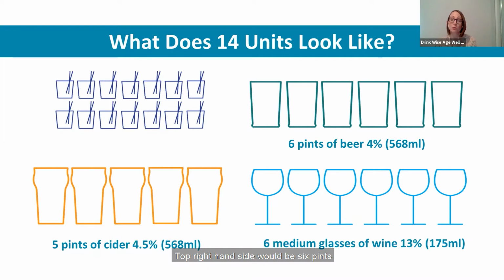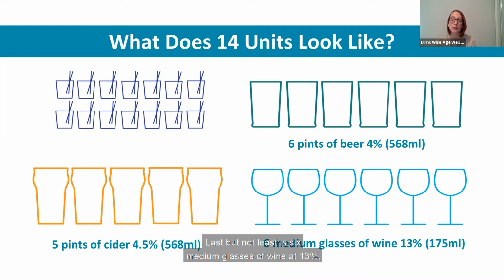Top right-hand side would be 6 pints of beer at 4%, and a key thing with beer is remembering that percentage can increase, and obviously as the percentage of the beer increases, the number of units contained in each pint will increase as well. The bottom left-hand side is 5 pints of cider at 4.5%. And again, similarly to beer, cider can be stronger than that, and as that strength increases, the number of units per pint will increase as well.